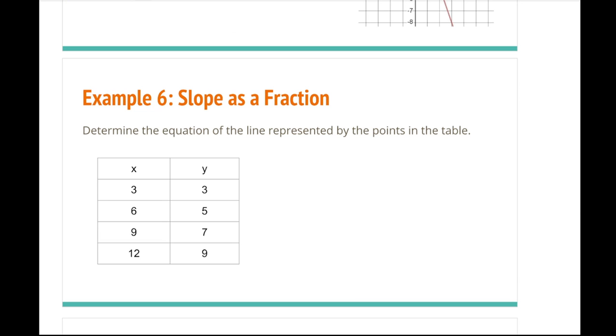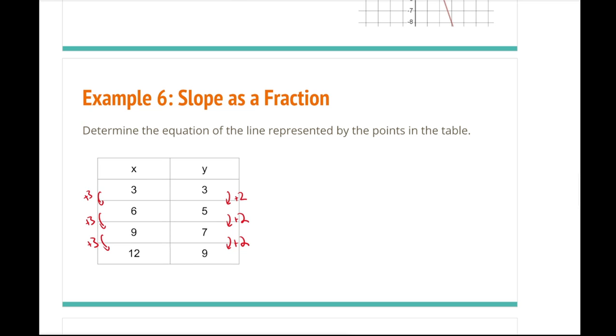For example 6, we're going to be looking at slope as a fraction. Again, we can see a consistent increase in the change in x. We're always increasing by 3. However, it's not increasing by 1, so we can't just take what the change in y is. We can still look for it. Change in y, we can see we're increasing by 2 every time. But that doesn't mean that the multiplier or the slope is going to be plus 2, because the x value isn't changing by 1. This basically means for every 3 positions, we're increasing by 2.